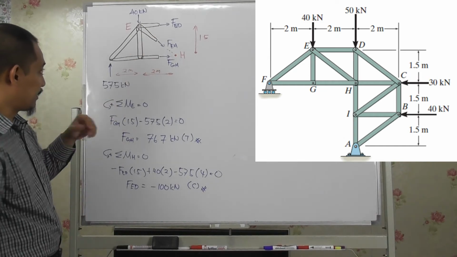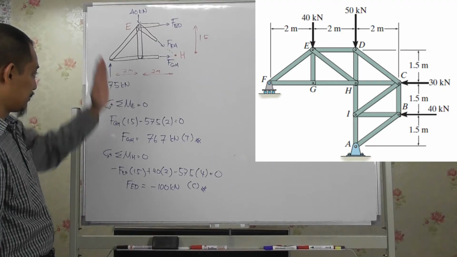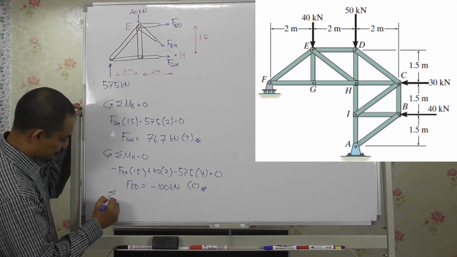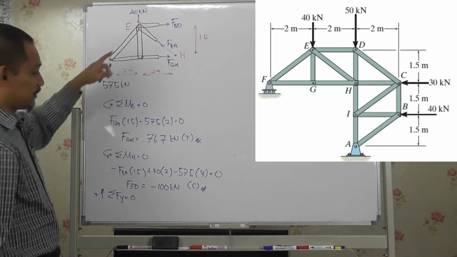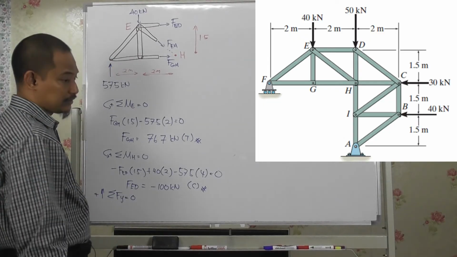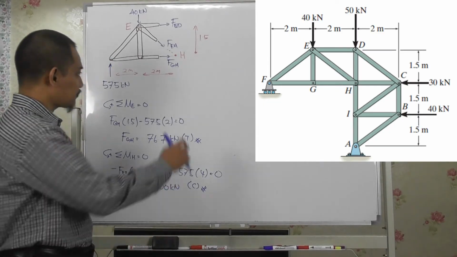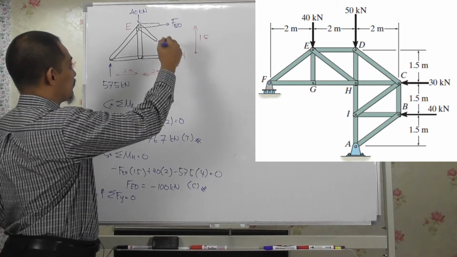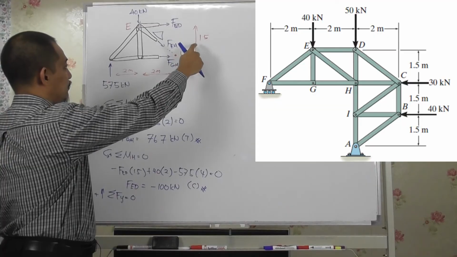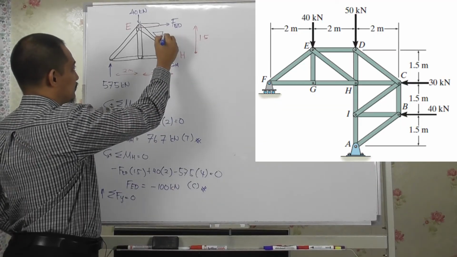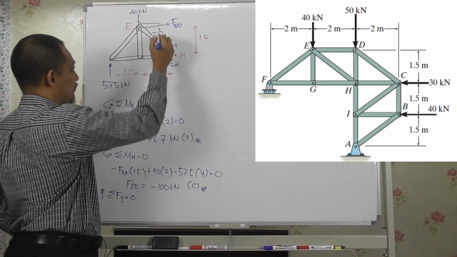So to get FEH, obviously we need the Y component, so summation of Fy equal to 0, taking upwards as positive. What is the angle here? So the angle, this is 2, this is 1.5, right? If we multiply, this is 3, this is 4, so this is 5, right?